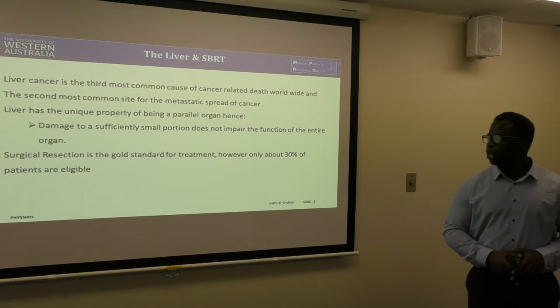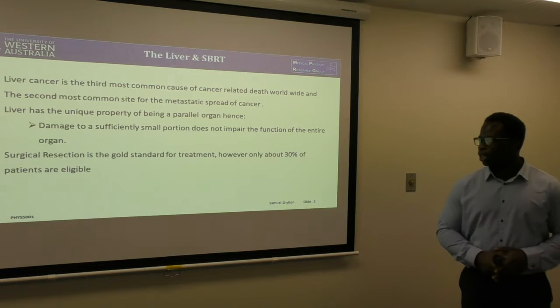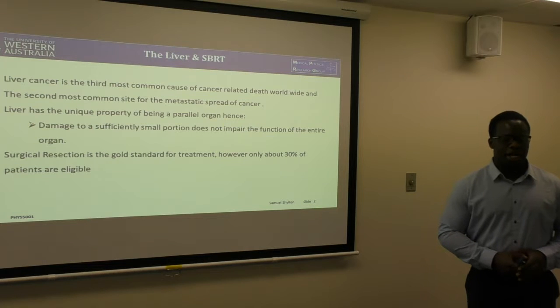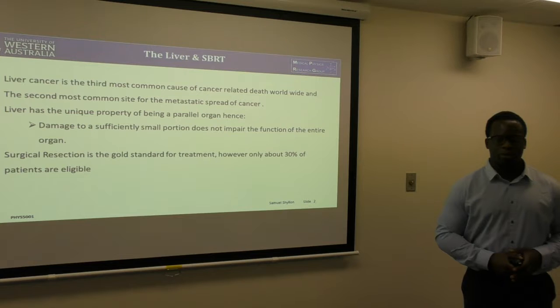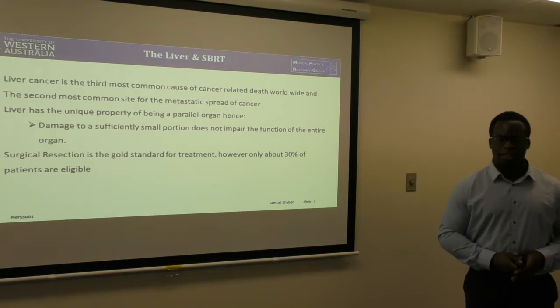For this reason, surgical resection is the gold standard for treatment. However, only about 30% of patients are eligible. This brings about the need for an alternative form of treatment, and this is where SBRT comes in.